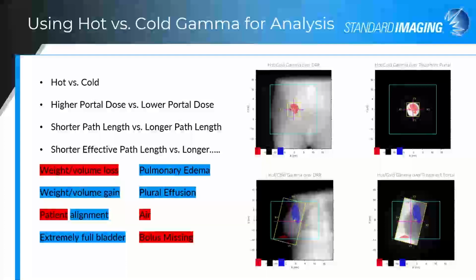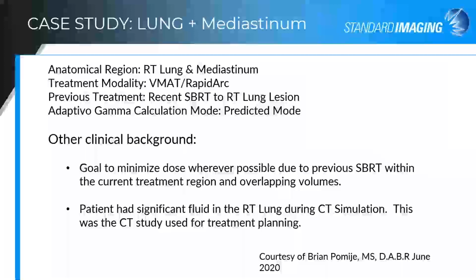It's a good tool for chart rounds review. Some of our customers use it for that. If they have cases that aren't setting up well, they'll use both the cone beam CT information as well as the Adaptivo information to go in and have that discussion, because you can see whether or not it's isolated incidents, again, looking at that temporal information across the fractions, or whether it's something systematic that potentially needs to be looked at. So with that stated, we kind of understand the tools.